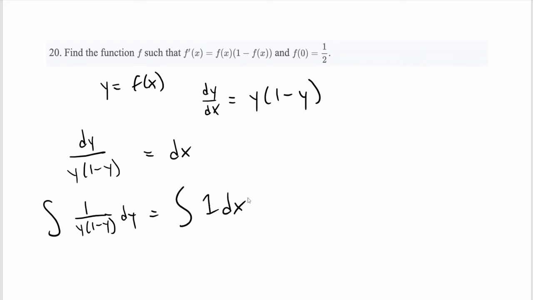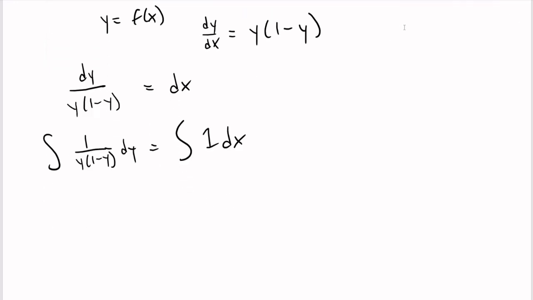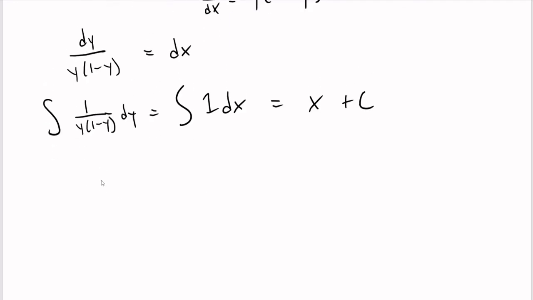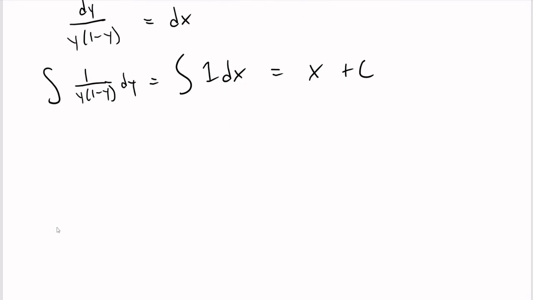So you're like, all right, maybe this is a little weird, but that's fine. I can do this. The right-hand side is going to be x plus c. The left-hand side is kind of like, uh-oh, what's this going to be? And this we can do using partial fractions, right? So a over y plus b over 1 minus y. We want that to equal 1 over y times 1 minus y.